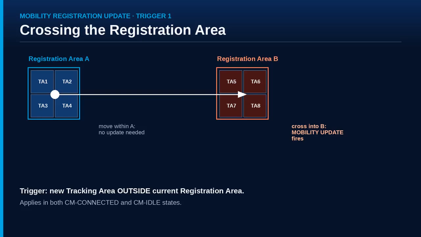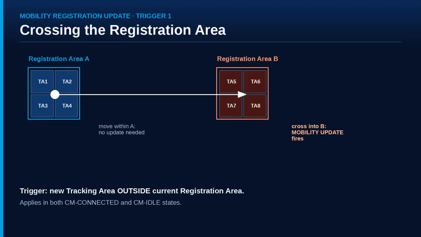Here's the part that matters. A mobility registration update is triggered specifically when your device moves to a new tracking area that falls outside that entire registration area, not just outside one TA, outside the whole cluster.